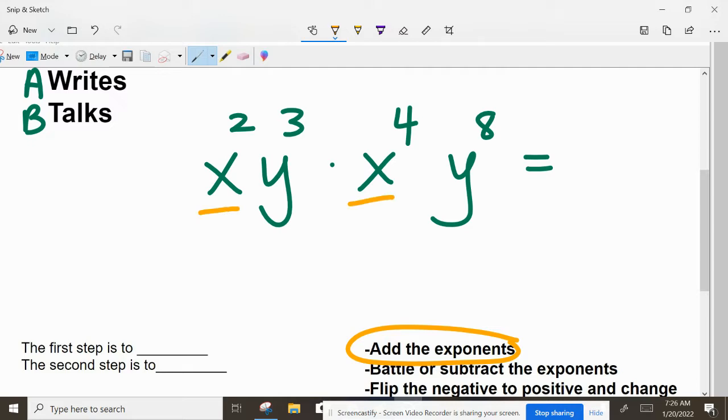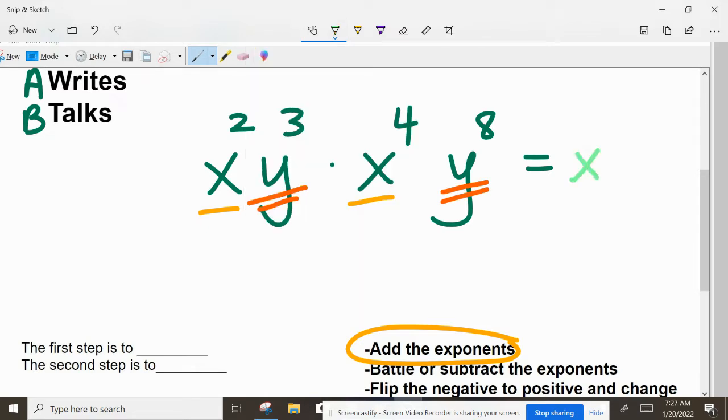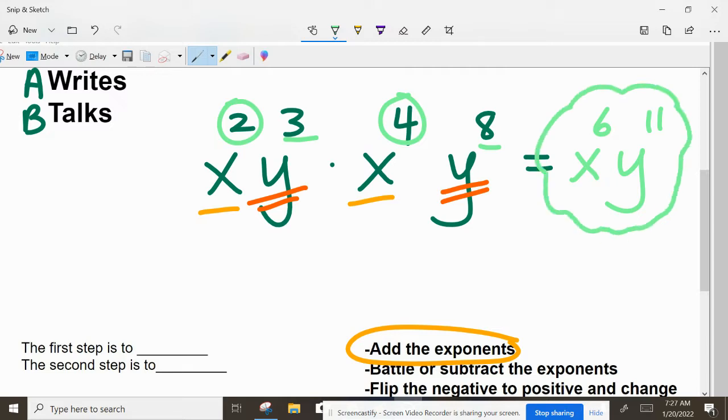Same bases only, okay? You can only add the exponents that have the same big base. That's the big letter or the big number, all right? So your final answer will be x to the 2 and 4 is 6, and y to the 11th. Okay, let's keep it going.